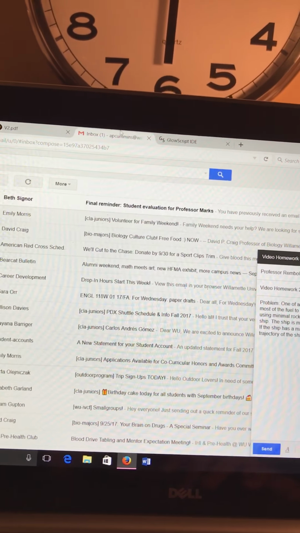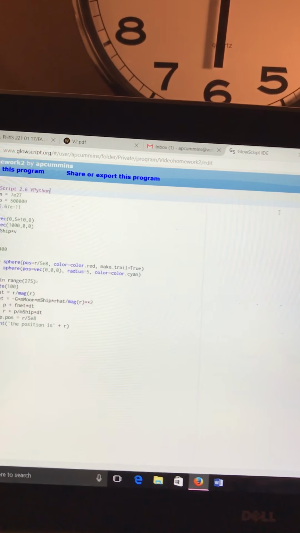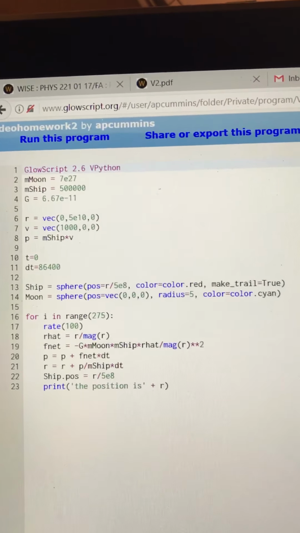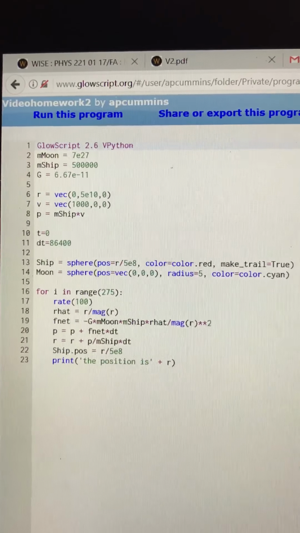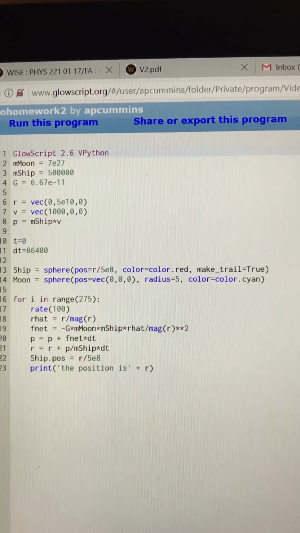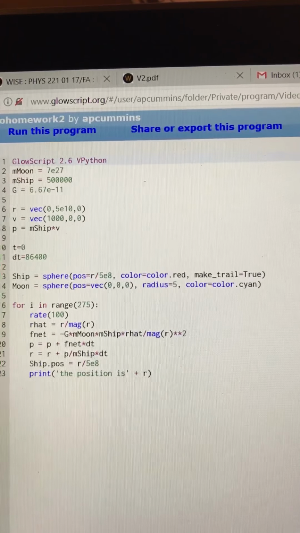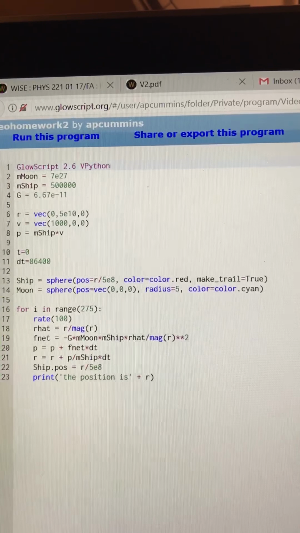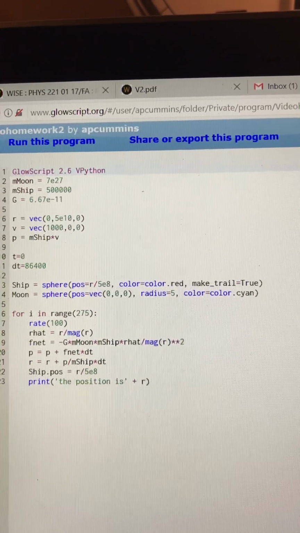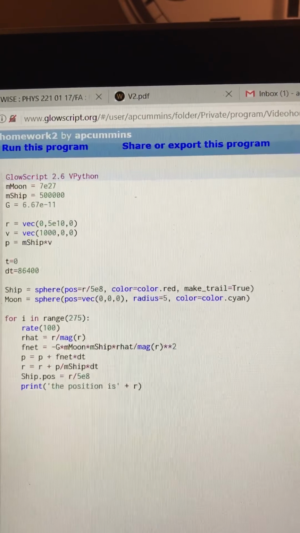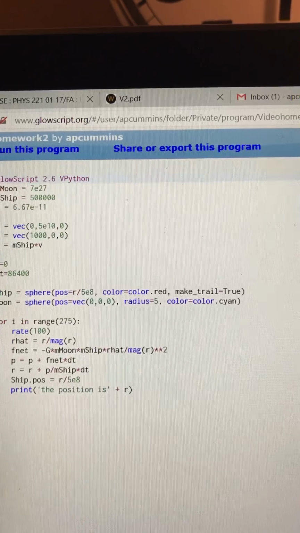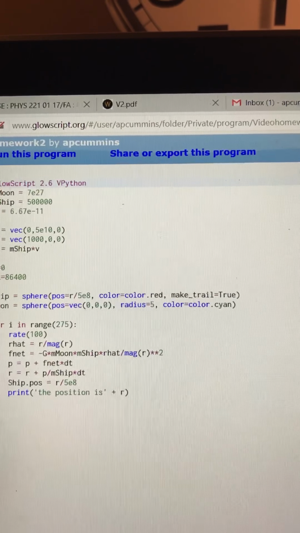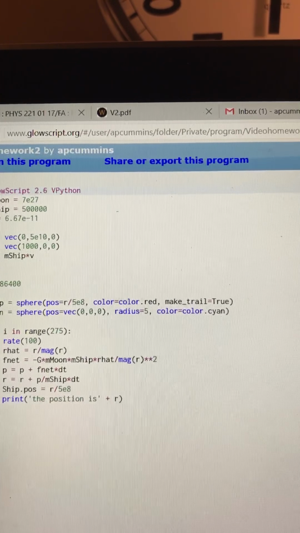So we must plug in all our values into GlowScript, starting with defining the constants. First we have the mass of the moon, mass of the ship, and the gravity constant. Then we have our initial position, our initial velocity, and our equation for momentum. Then we have initial time of 0, and then change of time 1 day in seconds, which is 86,400 seconds.